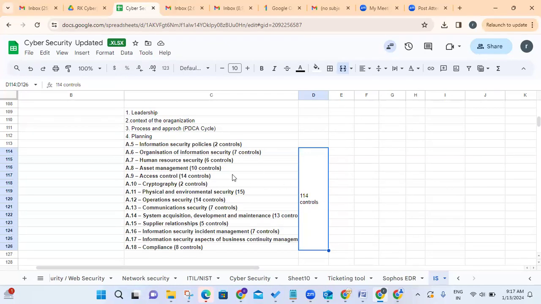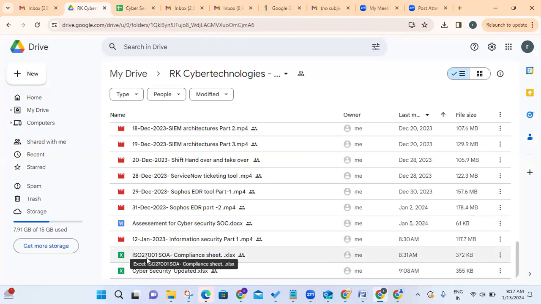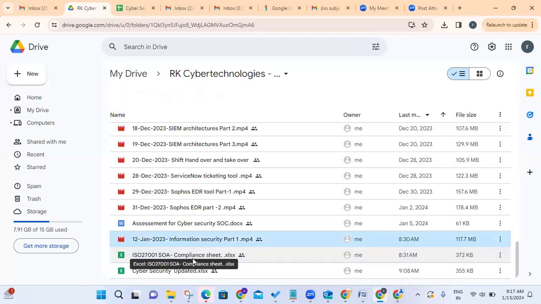For example, for these 114 controls, I made an Excel sheet last night and uploaded it to our Google Drive, so I will open the sheet and explain a couple of the controls. It is uploaded in the 24th batch as well as the 25th batch. One second. Yes, you can see the ISO 27001 Statement of Applicability compliance sheet. This covers the 114 controls that exist as part of information security. I am opening this sheet.